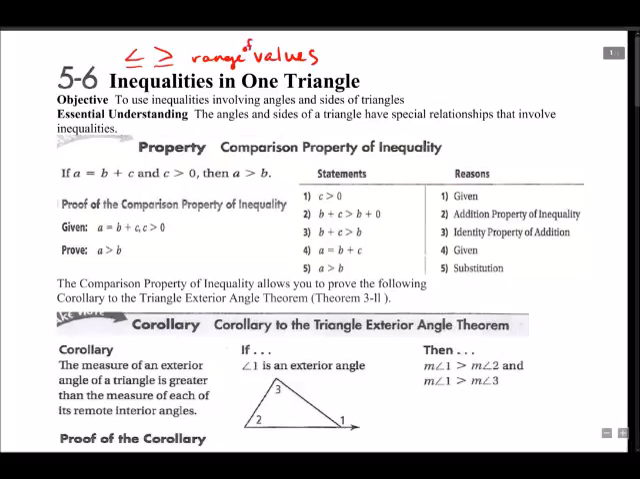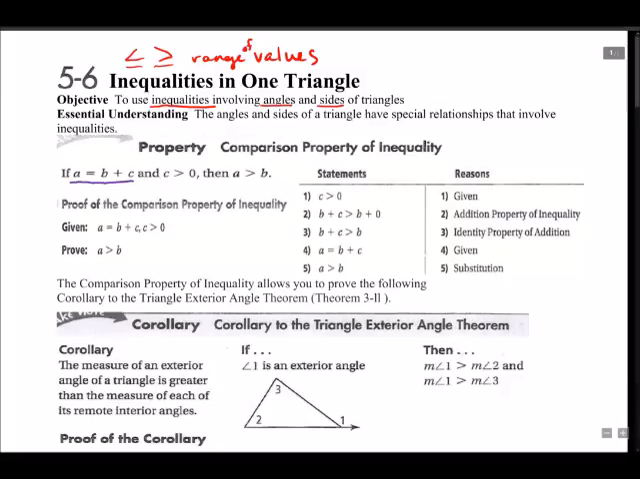The objective in this lesson is to use inequalities that deal with the angles and the sides of our triangle. So the first thing we need to talk about here is the comparison property of inequality. The comparison property says if A is equal to B plus C, and C is greater than 0, so C can't equal 0, and it has to be a positive number, then A is going to be bigger than B. A is greater than B.